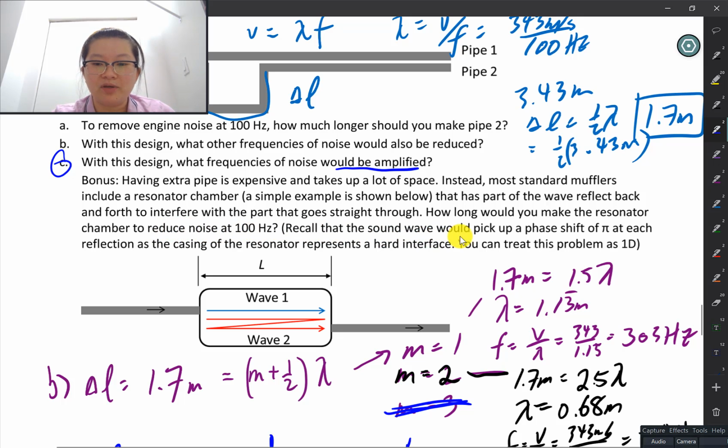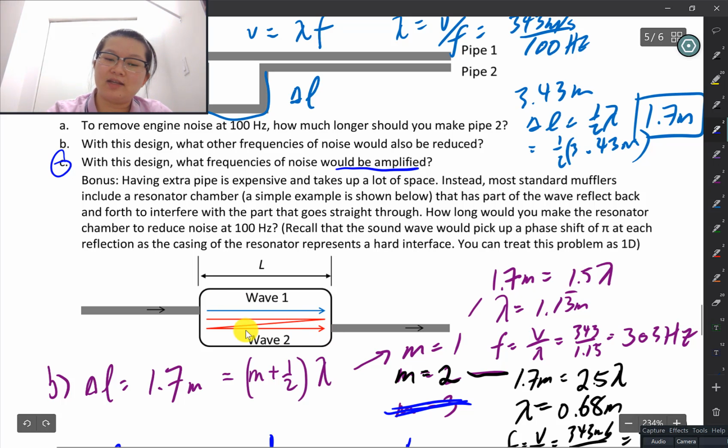Recall that sound waves would pick up a phase shift of pi at each reflection, as the casing of the resonator represents a hard interface. You can treat this problem as 1D. What that means is the wave is going to bounce back and forth in a straight line, and then it will interfere with itself when it goes out of the chamber on the other side.